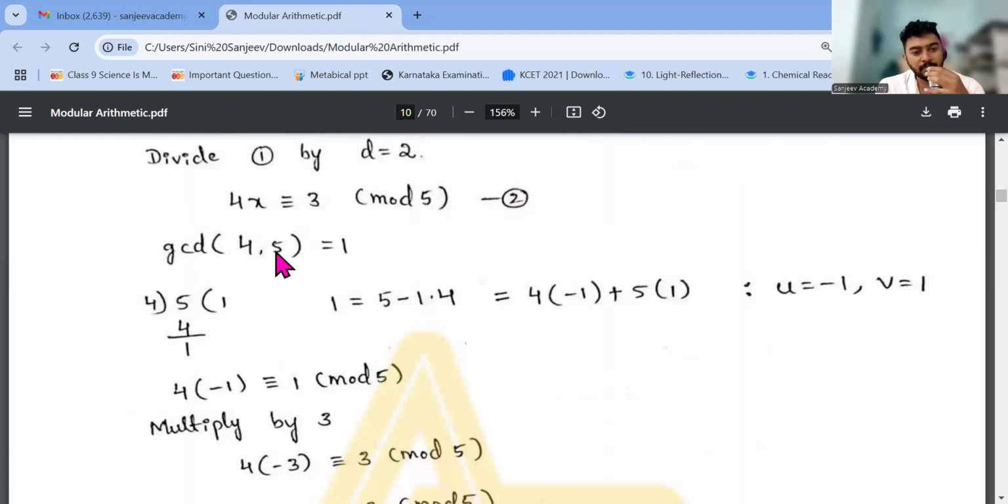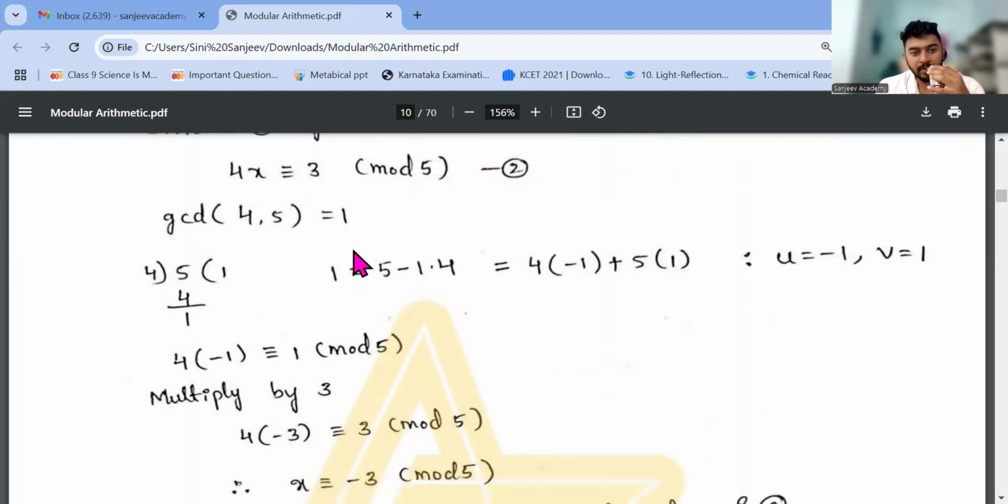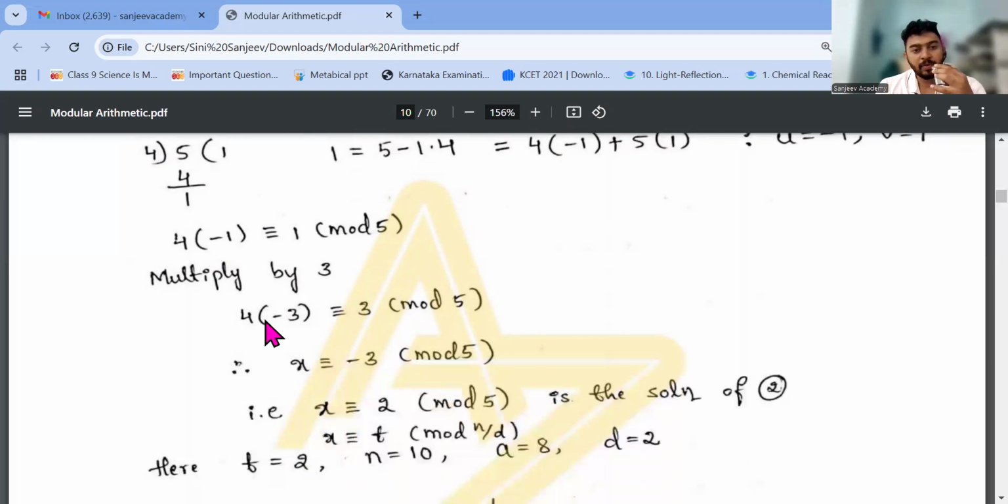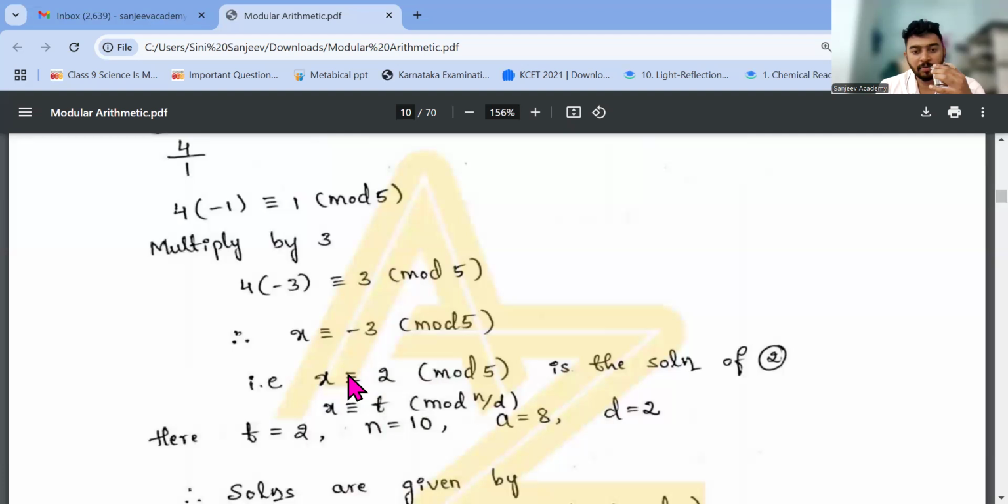Now GCD is 1, correct? So do this thing, u and v. Okay, so 4 into u and v, I will be getting minus 1 and 1. So multiply by 3, 4 into minus 3. I think you should know why we are multiplying by 3. 4 into minus 3 is equal to 3 mod 5. x is equal to minus 3 mod 5. x congruent to 2 mod 5 is the solution of the equation.